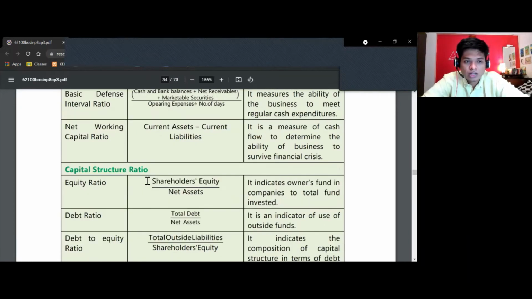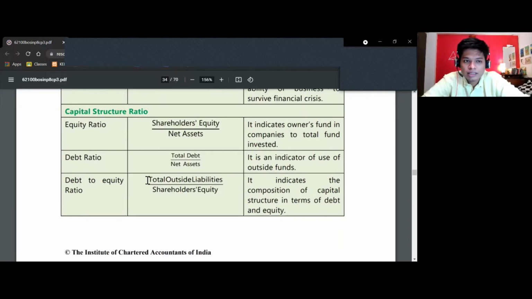Now, capital structure ratio. Capital structure ratio gives you the ratio between the various components of the capital side, like equity and liability side. Again, this can also be done through vertical analysis as well. So shareholders equity divided by net assets.